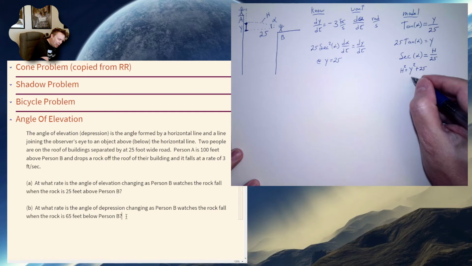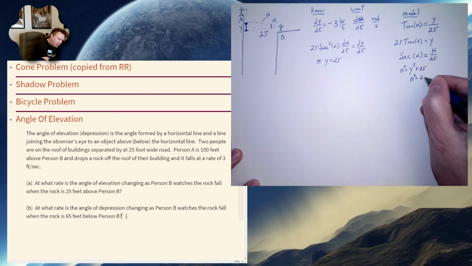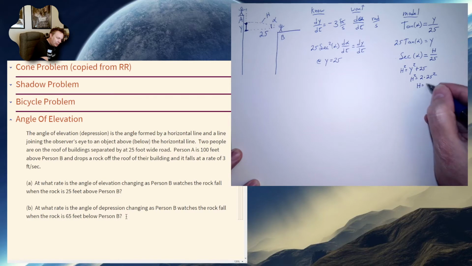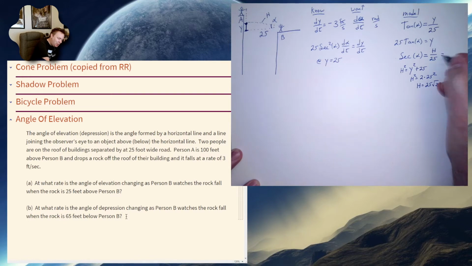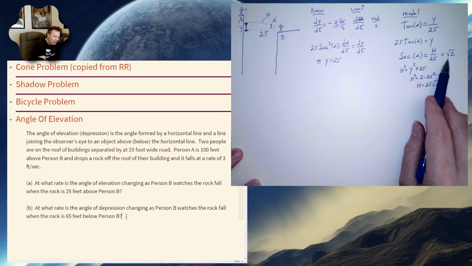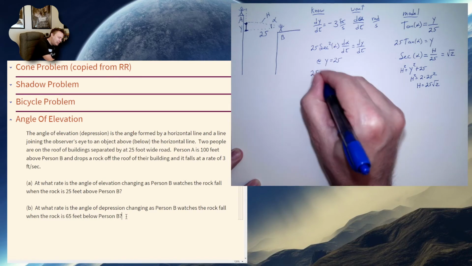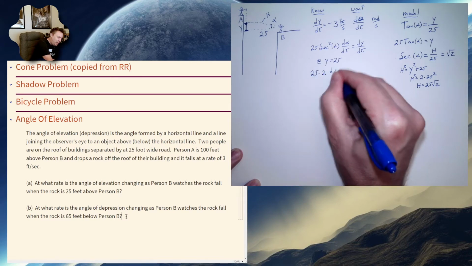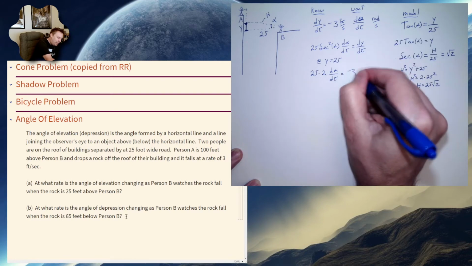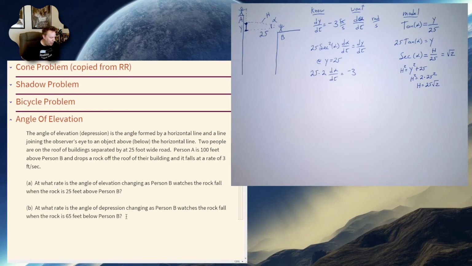I wind up getting h squared is equal to 2 times 25 squared, or h is equal to 25 root 2. That tells me at this moment in time that secant of alpha is equal to root 2. Now secant squared is just equal to 2, and that is really, really nice. I'm going to make that substitution.